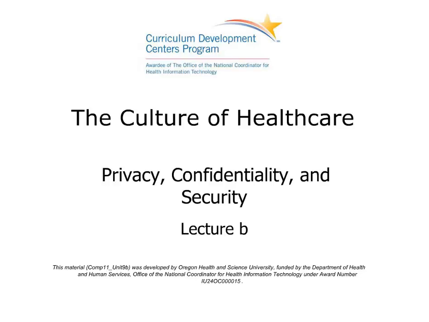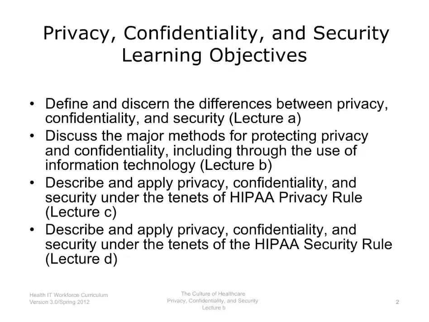The objectives of privacy, confidentiality, and security are to define and discern the differences between privacy, confidentiality, and security. Discuss the major methods for protecting privacy and confidentiality, including through the use of information technology. Describe and apply privacy, confidentiality, and security under the tenets of the HIPAA security rule.